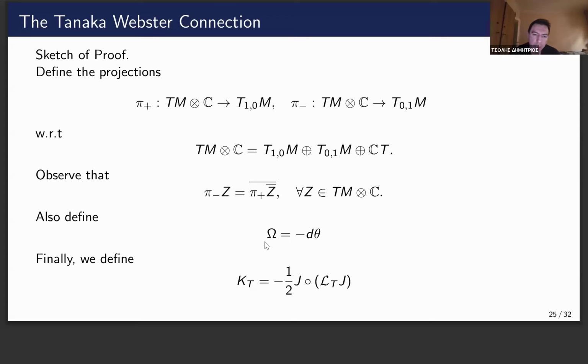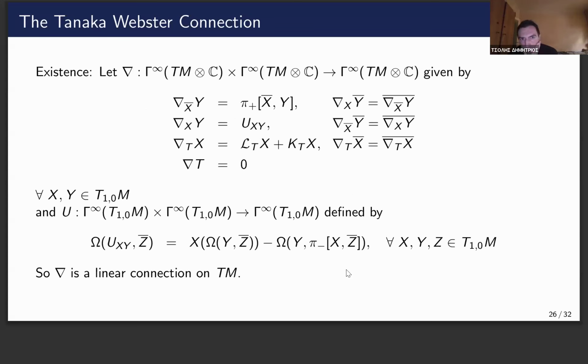And just define omega to be minus d theta. And we defined K_t to be minus 1 over 2, J composed with the Lie derivative with respect to T of this CR structure. So first, let's prove that this connection actually exists.